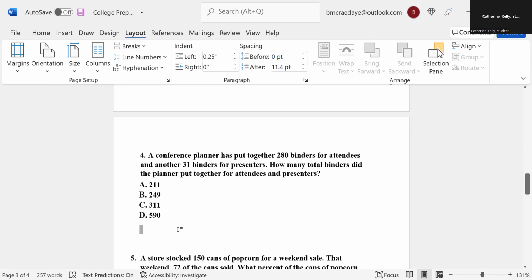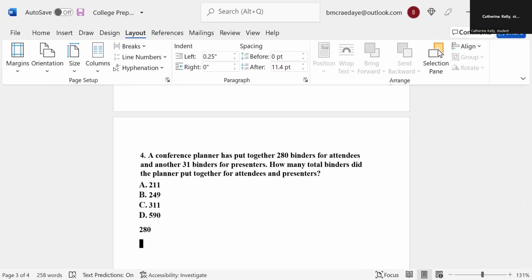You have 2 groups. You have the attendees. You have the presenters. You know what each one had, the number of binders. So you just take the 280 and the 31. Let's just put it here. We'll put it at the bottom. 31. And then you just add them. This is an addition problem.